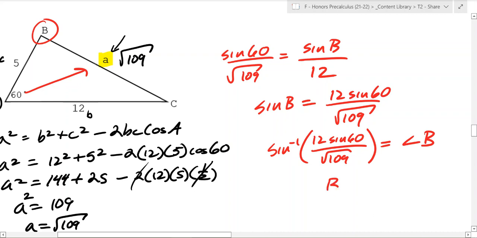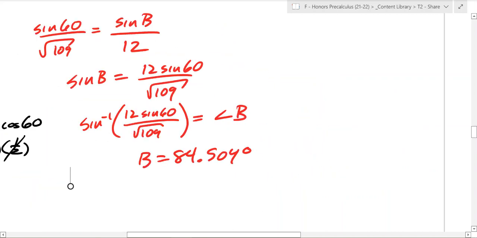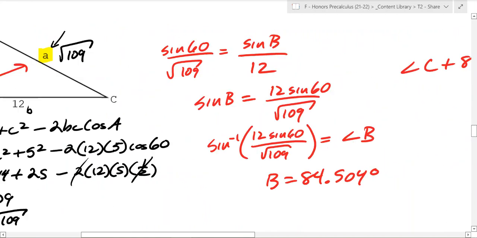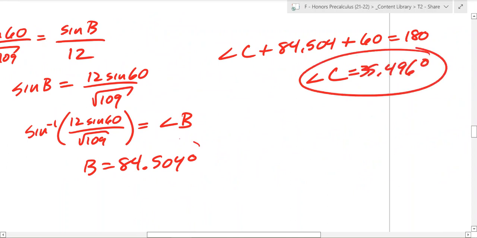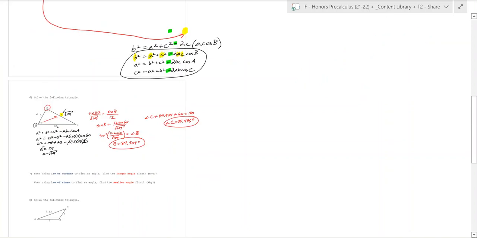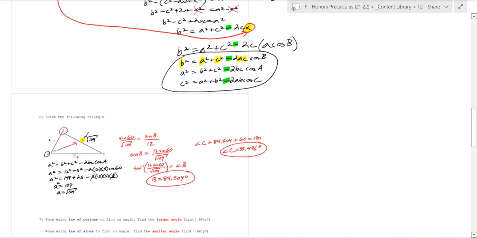So when you do this out, you end up with B is equal to 84.504 degrees. And once you get two angles, you can get the third, because you know that angle C plus 84.504 plus the other angle, which is 60 degrees, equals 180. So when you do this out, angle C will equal 35.496 degrees. So we've solved the triangle because we found the missing angles and side lengths. There was one missing side length and two missing angles that we needed to solve for right here.